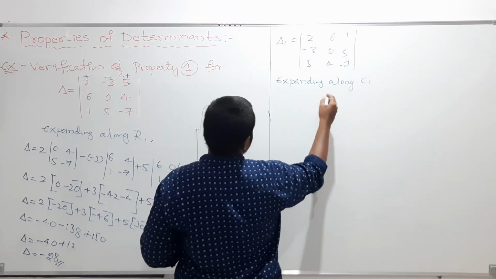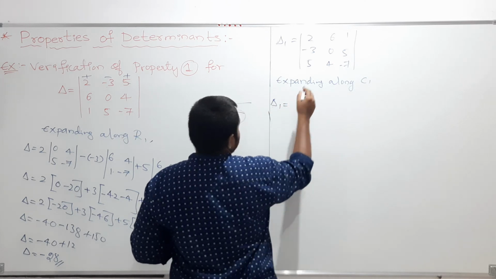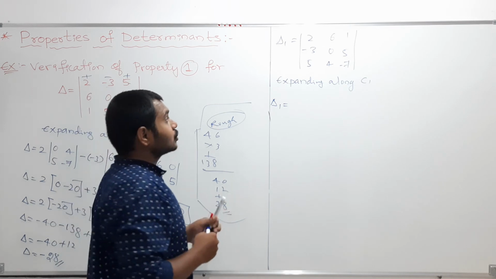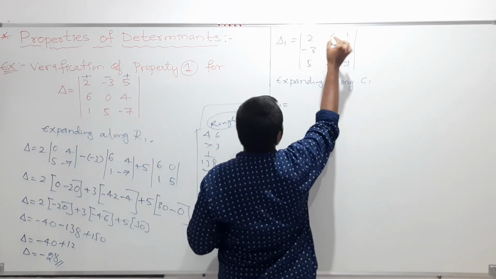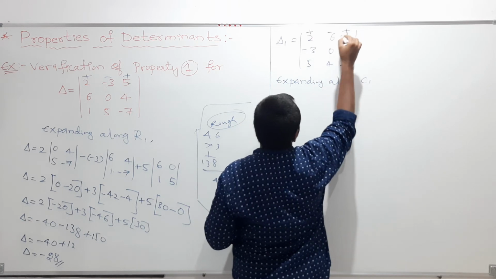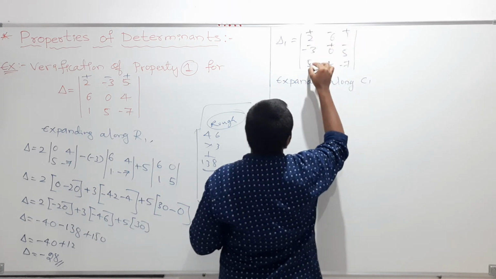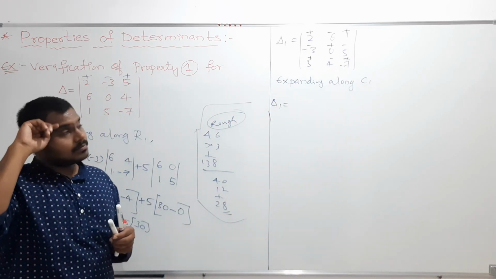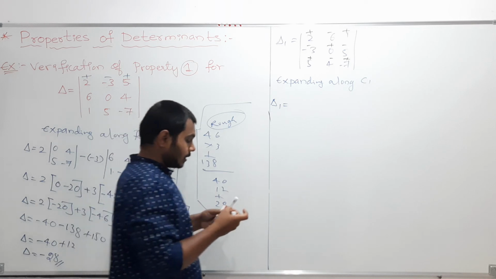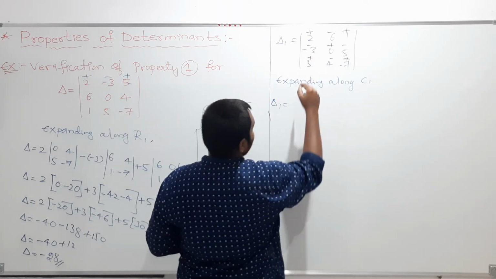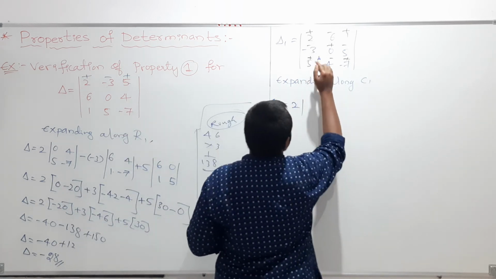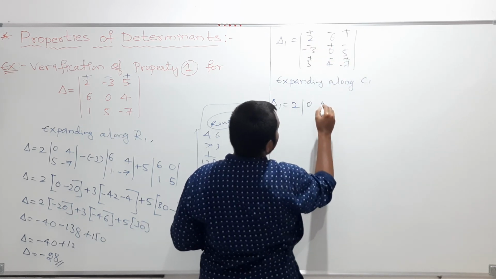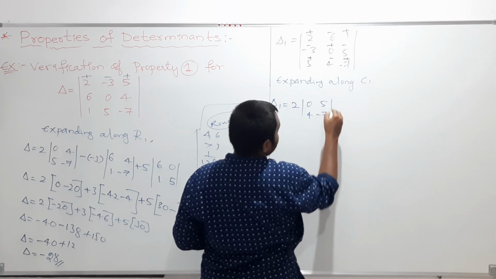So expanding along C1, this is C1. Whenever you are solving a determinant, first you should write the signs. Here it is plus, minus, plus; minus, plus, minus; plus, minus, plus. Like this you should take the sign and then multiply with that. Clear? So here I am expanding along column 1. Column 1 means the first column, I should take plus 2 into, deleting this row and this column, 0, 5, 4, minus 7.